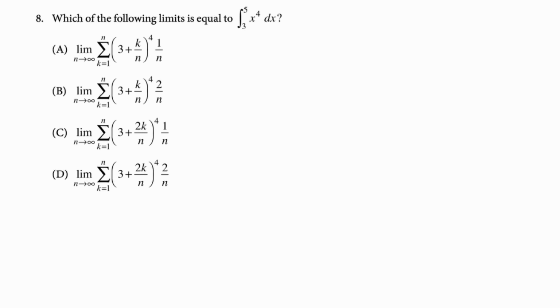Number 8, which of the following limits is equal to the integral from 3 to 5 of x to the 4th dx? First thing I like to do is look at the answer choices and make sure that the function x to the 4th is being represented in each of them, because if it's not, we could just cross them out. But you can see these all have the exact same form. So x to the 4th is accounted for. The next step is I'm going to try to figure out what delta x is in this process. So we're going from 3 to 5. So delta x is going to be the change in x, so it's going to be 5 minus 3 divided by n, which is 2 over n.